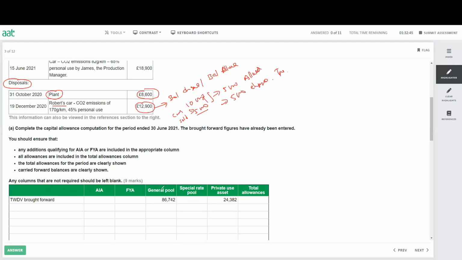In the exam, we'll have these columns: AIA, FYA, general pool, special rate, private use asset, and total allowance. We have to complete this table. They give us the opening balance, tax written down value, brought forward. They give us the general pool and private use. Now we have to do the addition and the disposal to complete this table. So let's try to do it. We already know all the information. Now we're going to complete the question.